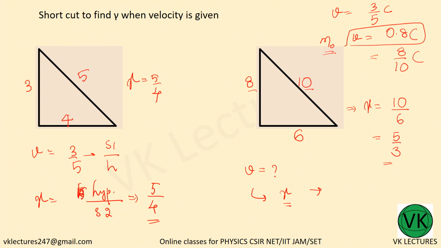Mass is nothing but gamma times m naught. How will you find out gamma? Through this method. So gamma is equal to 5 by 3, right? So it will be 5 by 3 times m naught. This will be the mass of the particle right now when it is moving with 0.8 c.